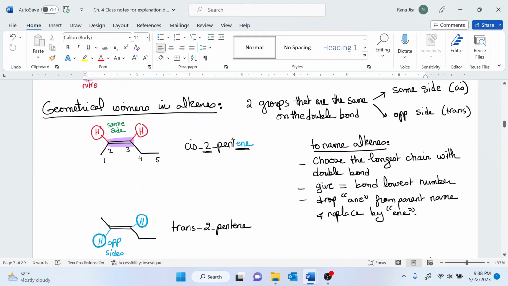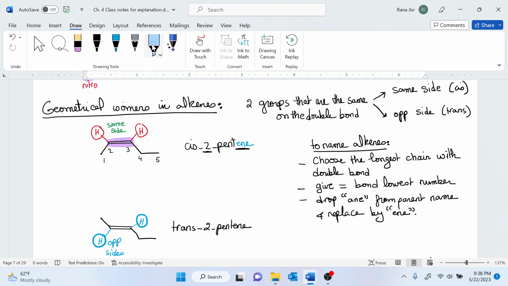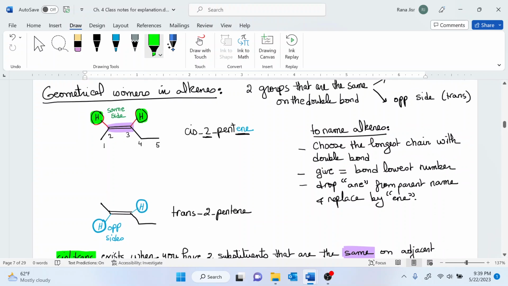Now geometrical isomers, the cis and the trans, also exist in alkenes. So if you have an alkene, if you have a double bond, in order to figure out if the substituents around the double bond are on the same side or on opposite sides, the first thing that you do is highlight the double bond. And then you look at the substituents that are the same. Here in this case, I do have my two hydrogens to be the same. So this is a hydrogen here and this is a hydrogen here. Now, if these substituents are on the same side, then we're going to call the stereoisomer cis.